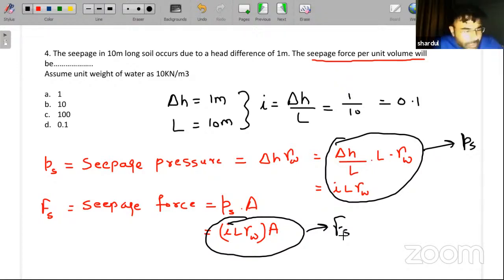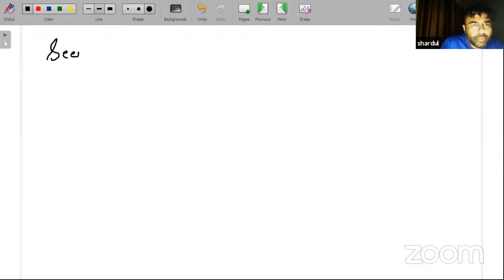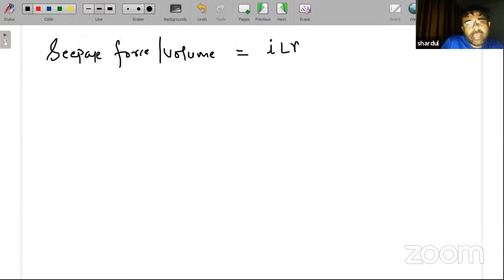But in the question, it has been asked to calculate the seepage force per unit volume. So see, seepage force per unit volume. What is seepage force? i L gamma W into A. This is the seepage force divided by the volume of the soil. Volume of the soil will be equal to A into L, where A is the cross-sectional area of the soil and L is the length of the soil.